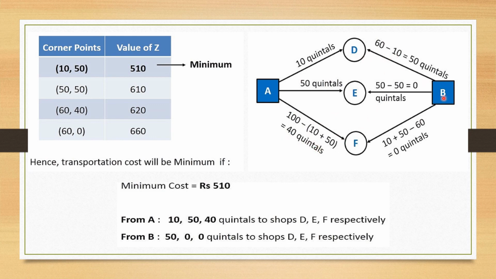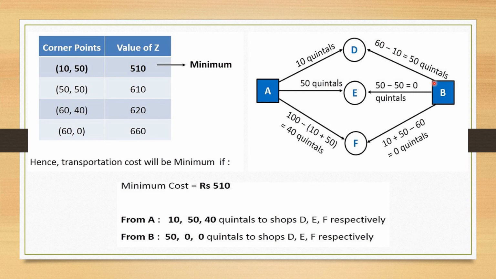Now from B to D, what was supplied? It was 60 minus x. Remember. 60 minus 10 is 50. Okay. From B to E, what was supplied? It was 50 minus y. So 50 minus 50 is 0. That means whatever this ration shop required was collected from A itself. So it doesn't require anything from B.